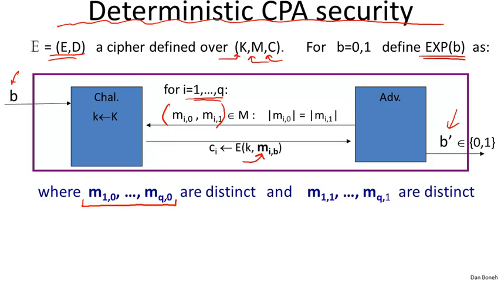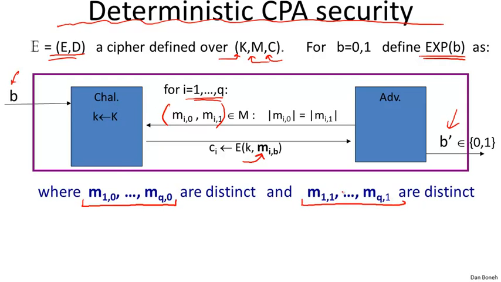In other words, he will never get to see the encryption of the same message twice because these left messages are always distinct. So if the bit B is equal to 0, again, he'll never see the same message encrypted under the same key because, again, these 0 messages, M10 to MQ0, are all distinct. Similarly, we require that all the 1 messages are also distinct, and so again, if bit B happens to be equal to 1, the attacker will never see 2 messages encrypted under the same key.